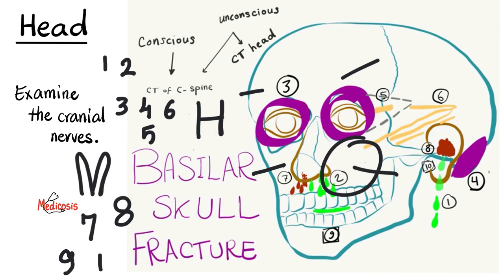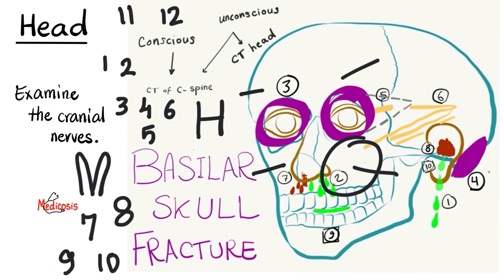9 and 10 can be examined via the gag reflex. If the gag reflex is intact, 9 and 10 are intact. 11 is the accessory nerve. Ask the patient to shrug the shoulders. If the patient can shrug both shoulders, 11 is intact. Also, turn your head to the right and turn your head to the left. Not just your eyes, it has to be the entire head. And 12 is the hypoglossal nerve, and that's for tongue movements. Stick your tongue out, move it to the right, move it to the left, move it up, move it down. Then 12 is intact if the patient's movements are normal.